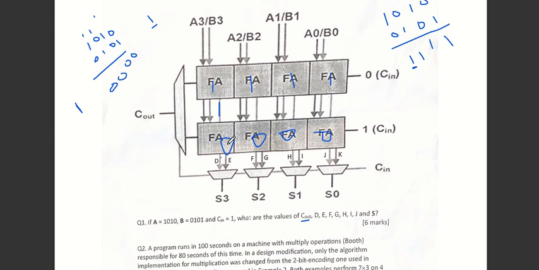E is for the down. So it means that E is 0. E is 0. F is for the top. F is for the top. Right. So F is 1.